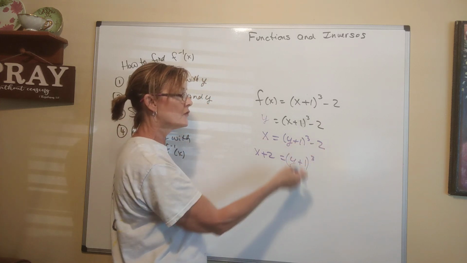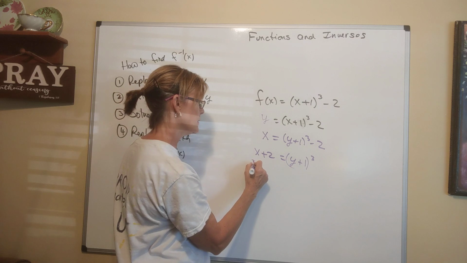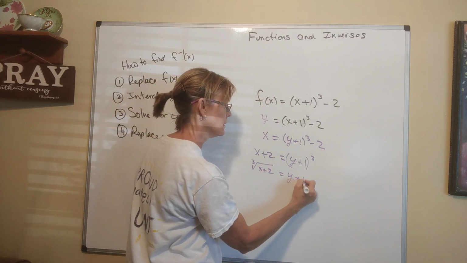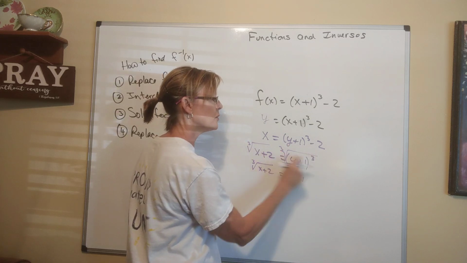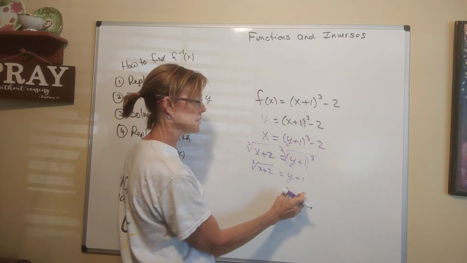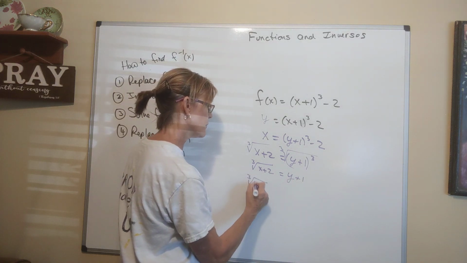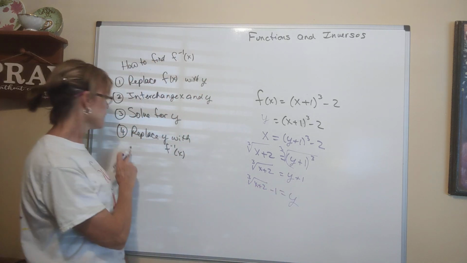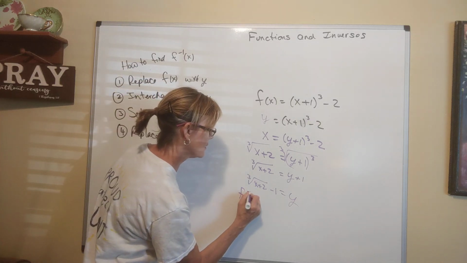And then to free it from this cubic thing, I'm going to take the cube root of both sides. So the cube root of this is equal to the cube root of that, and the cube root of something cubed undoes each other. I just have x, y plus 1. Now I'm going to subtract 1 from both sides. And then step number 4 says to replace y with f inverse of x.